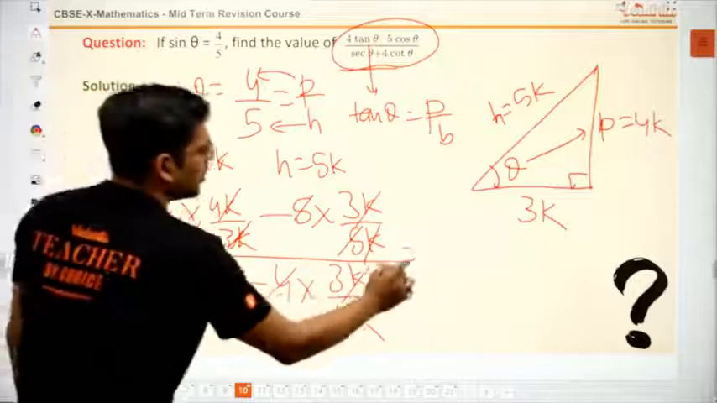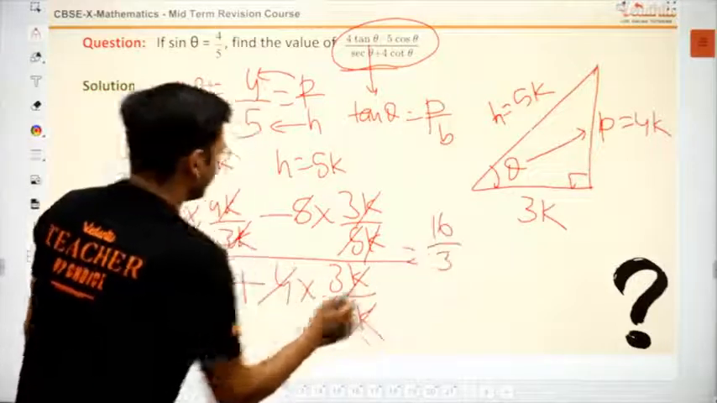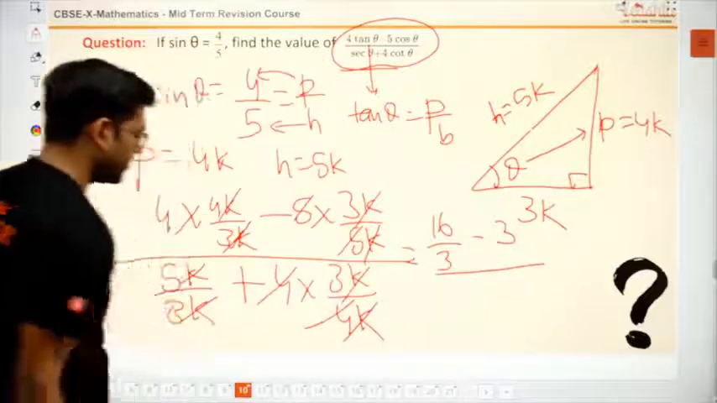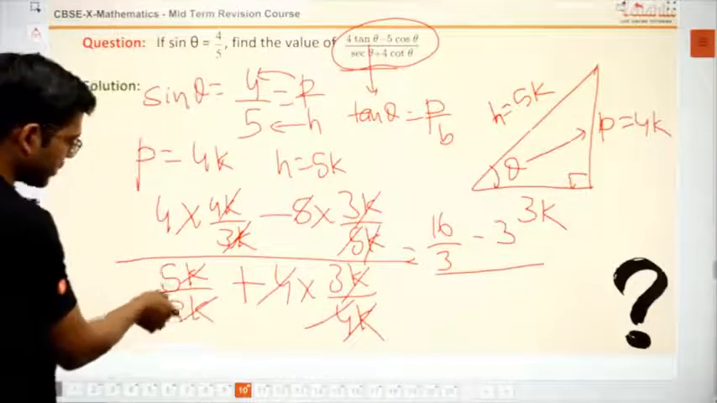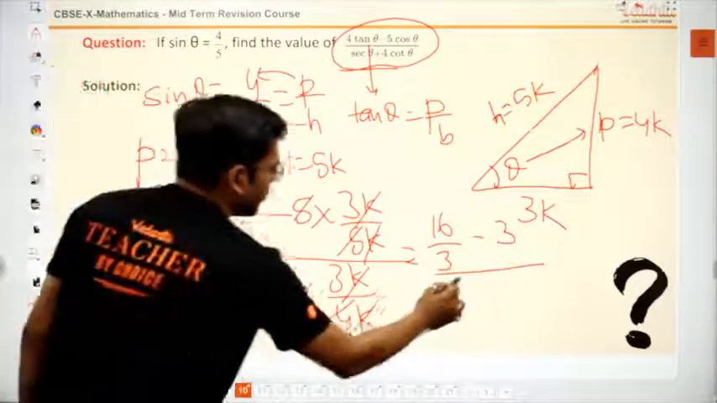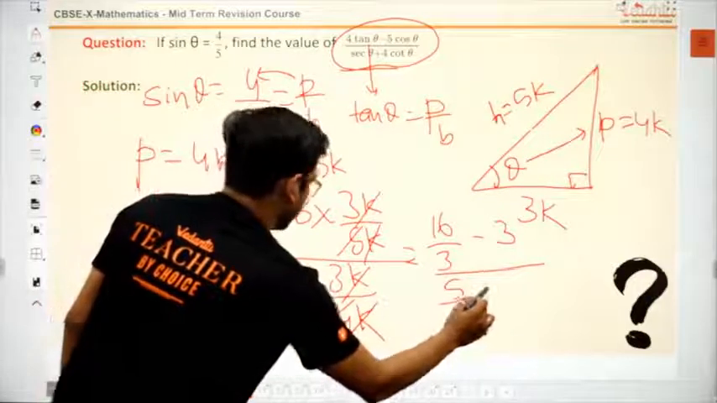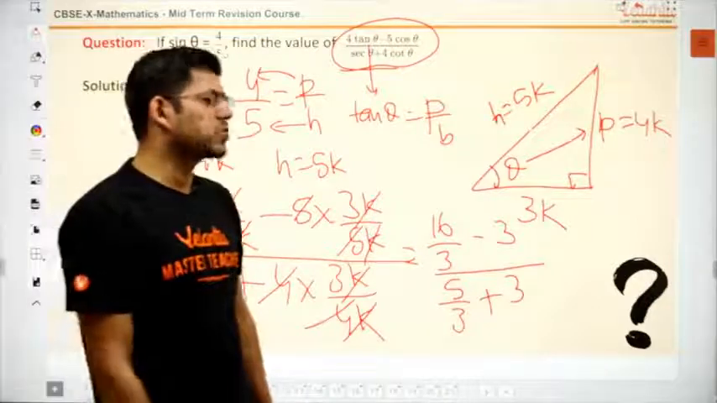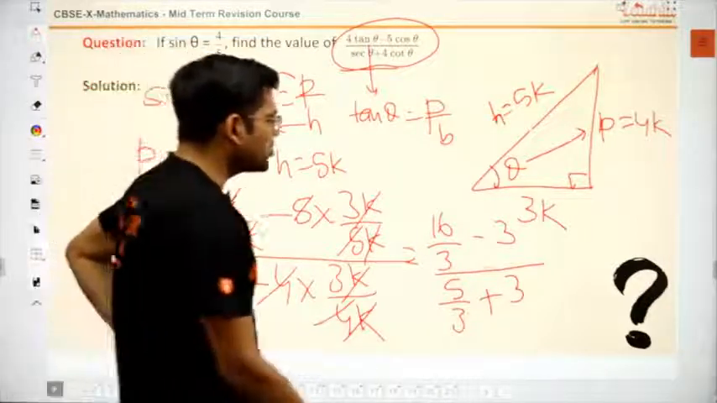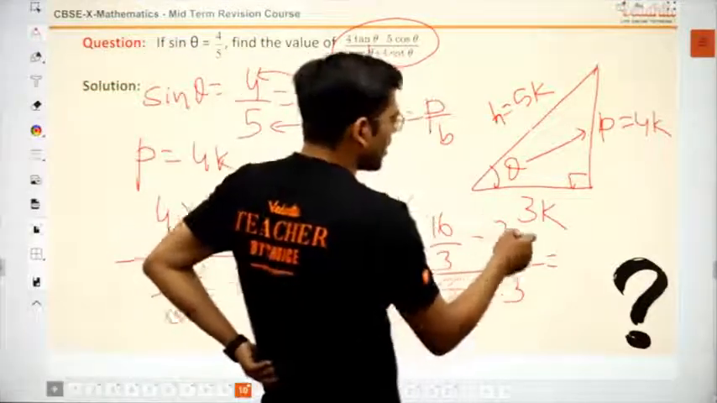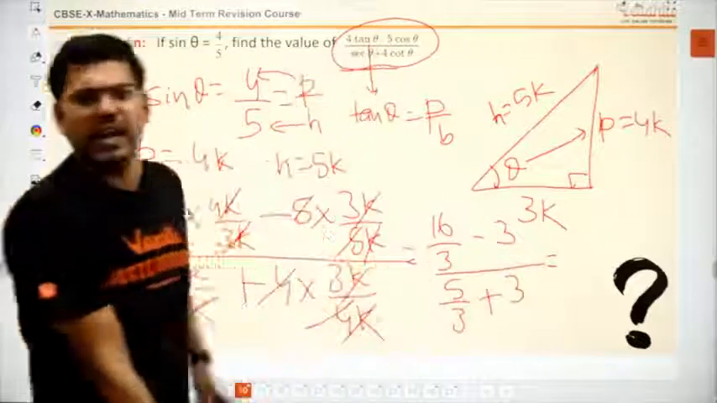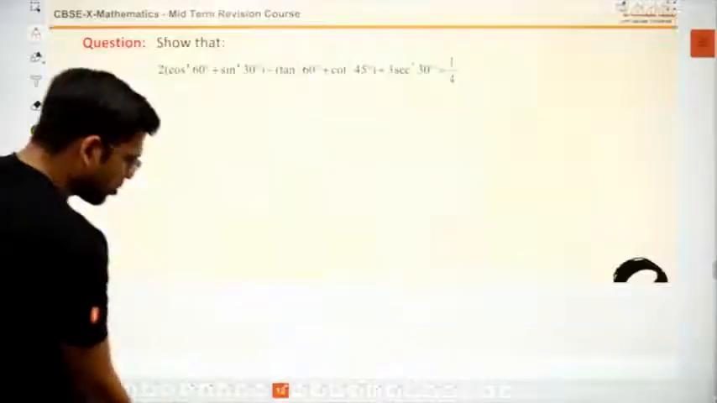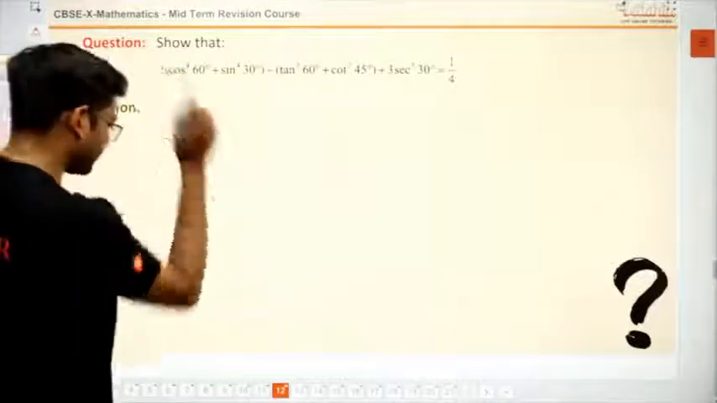4 fours are 16 divided by 3, minus 3 divided by this, which is 5 by 3, and here 3, 5 by 3, and plus 3. Now just take the LCM and solve this question. So easy. 3 threes are 9, 16 minus 9, and you'll get it. I won't solve it. Now moving on to the next question. So easy a question, I won't tell.